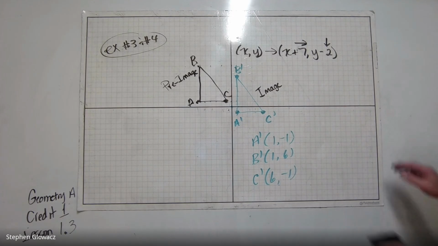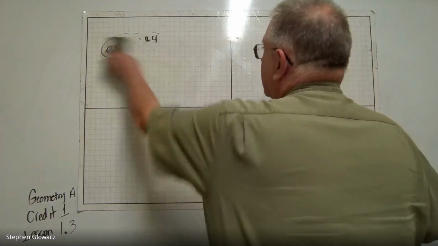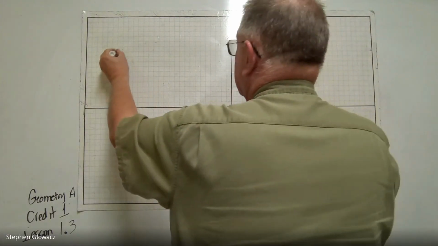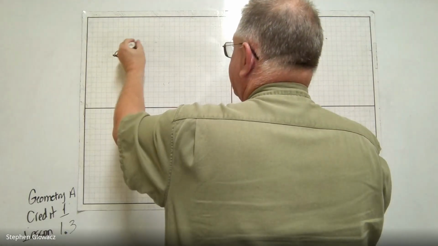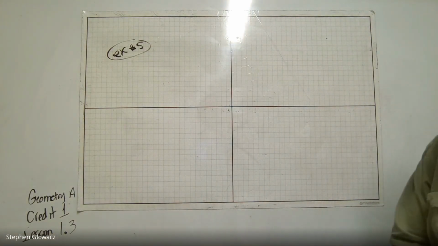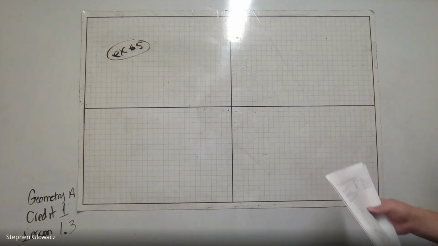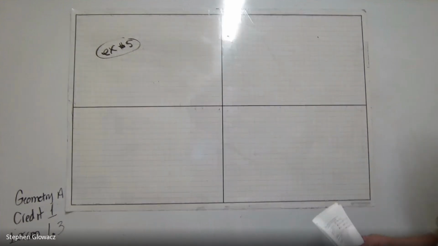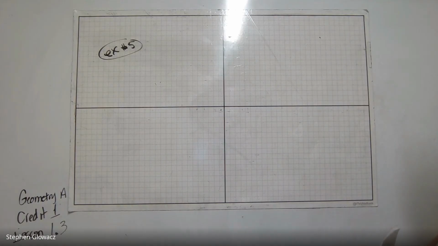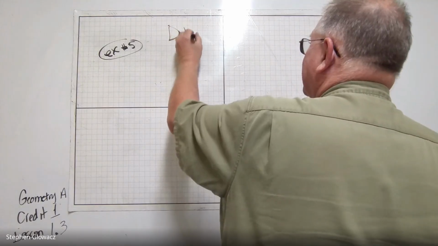All right, so now for number 5 on the back, let's go ahead and set that up. And so let's take a look here at what we're going to be doing. We're going to use the same points as starting points. We're just going to apply a different rule. And what we're dealing with on number 5 is something called a dilation.